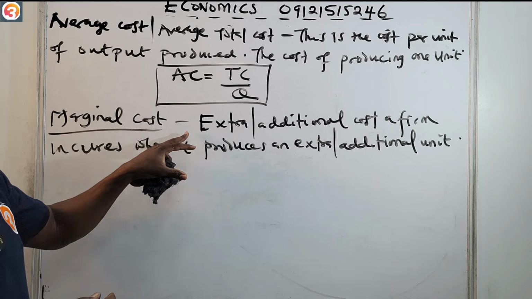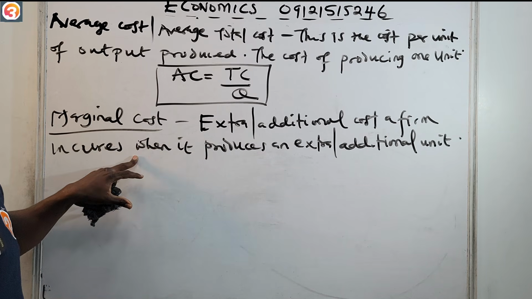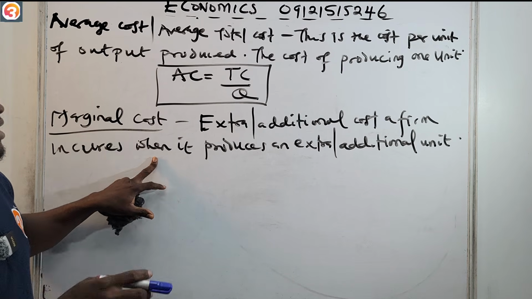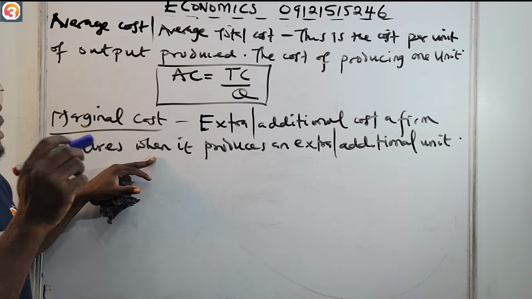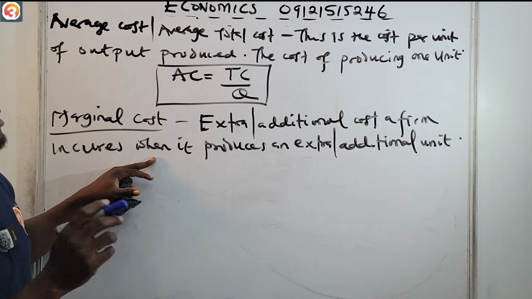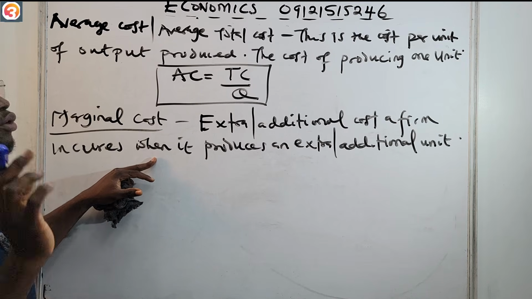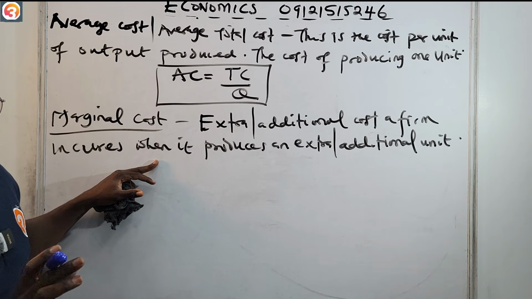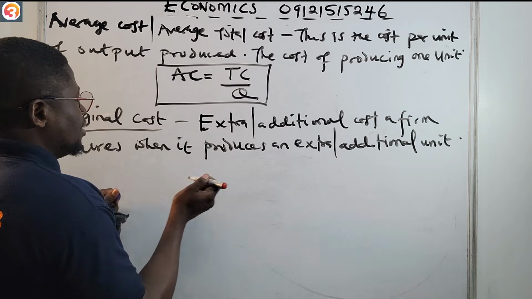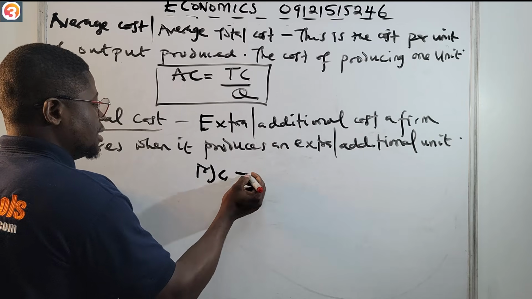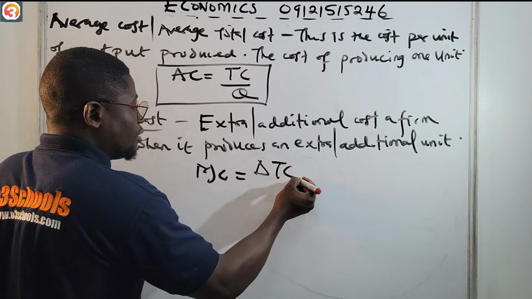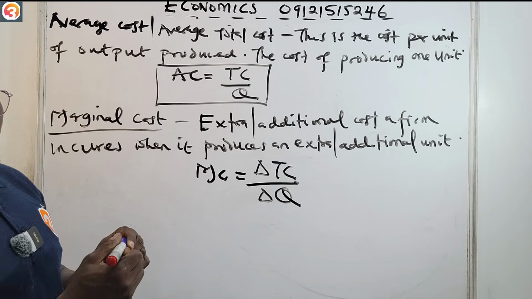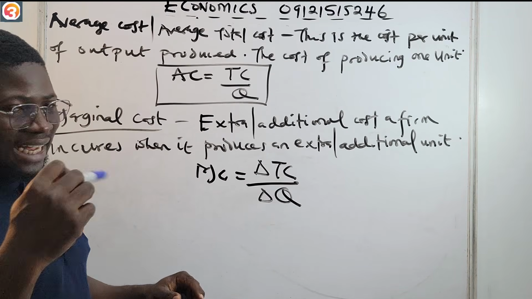So it's the extra or additional cost a firm incurs when producing an extra or additional unit of output. The formula for our marginal cost is the change in total cost over the change in quantity. So our marginal cost, MC, is the change in total cost over the change in quantity of output. Are we together?